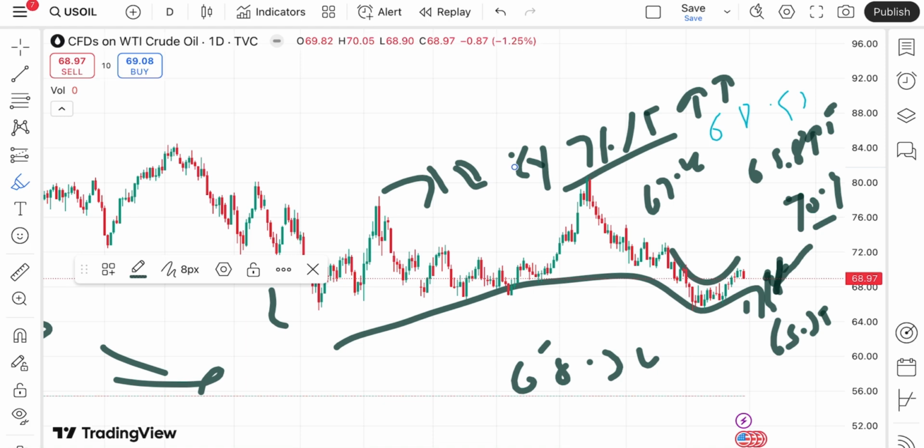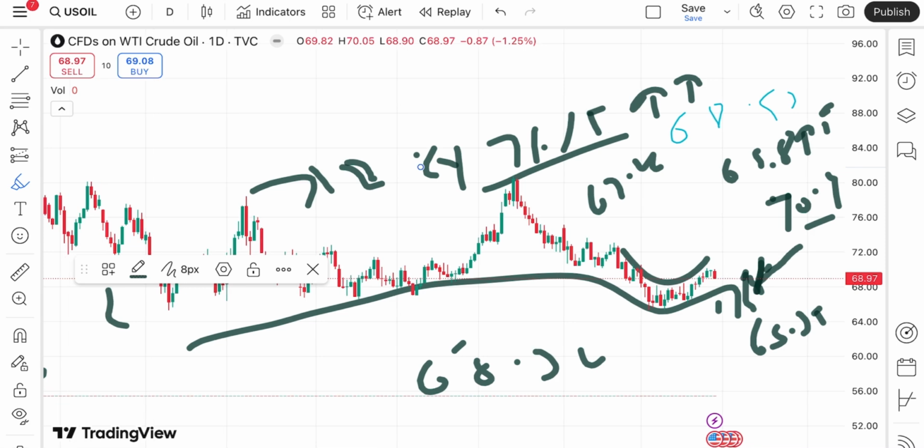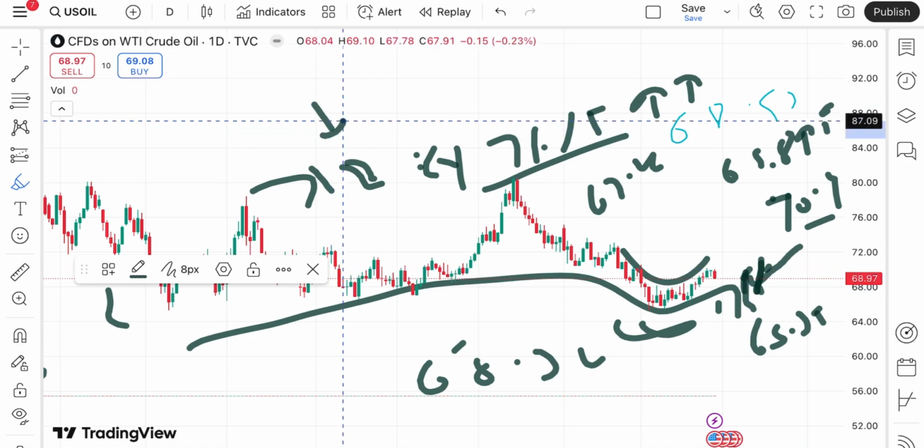Looking at this particular chart, what is the probability? If you look at this trend, there is a higher chance of going further upside because the trend has formed at this level and the dollar index is also moving down.